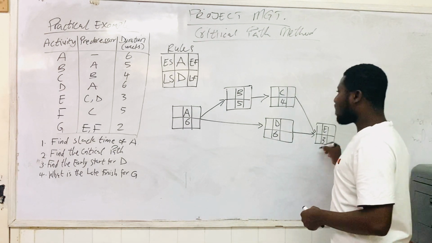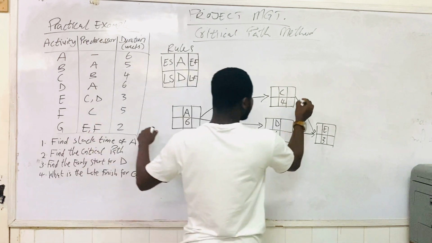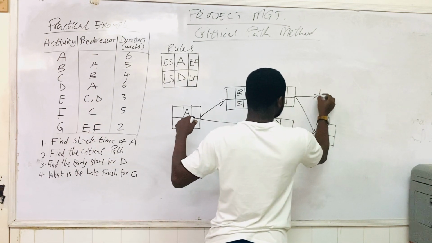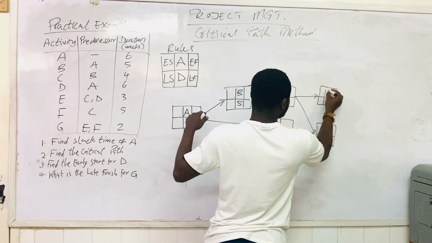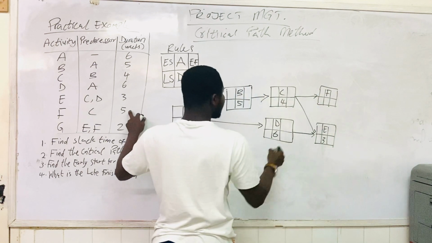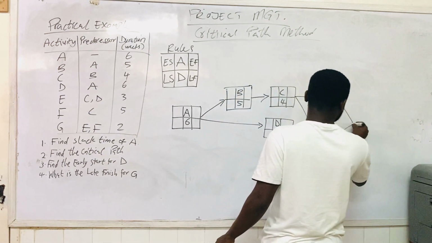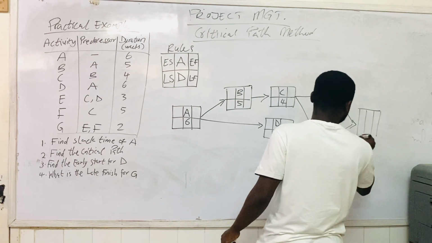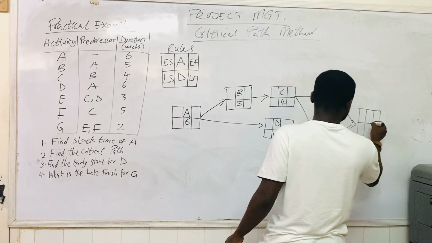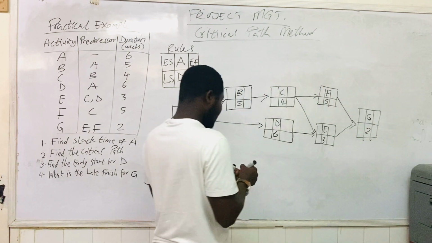3 weeks. And then we have our activity F with a predecessor C. So we'll draw our F here nicely. 1, 2, 3, 4. F with how many weeks? 5 weeks. Then we have our G connecting both the F and then the E. G with 2 weeks.